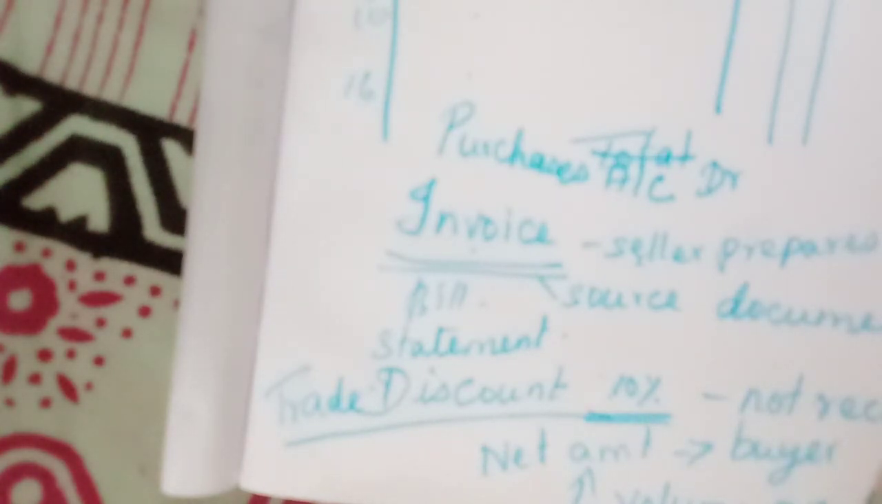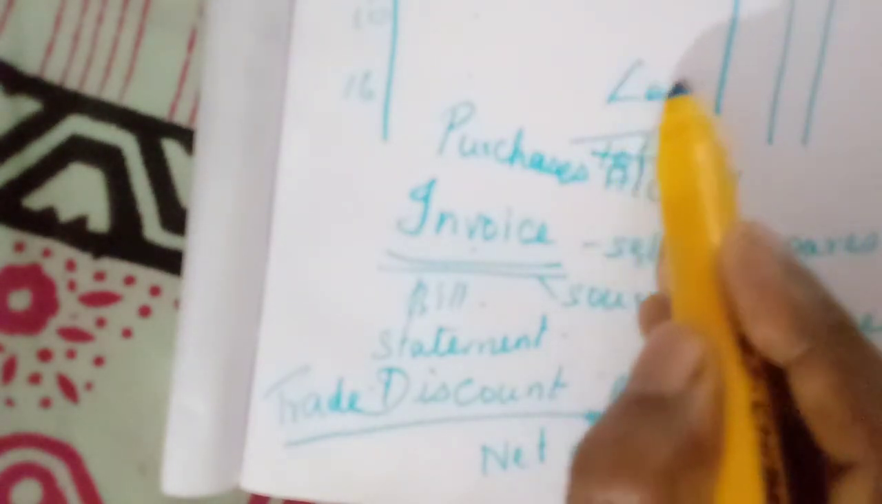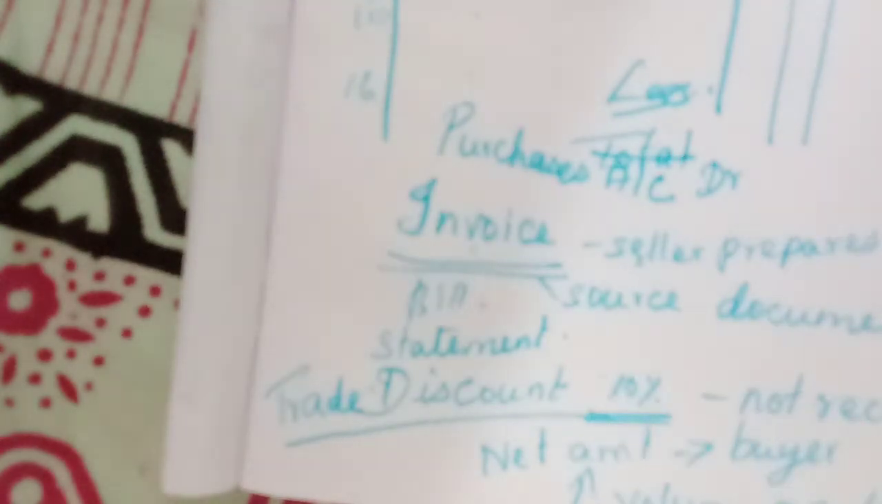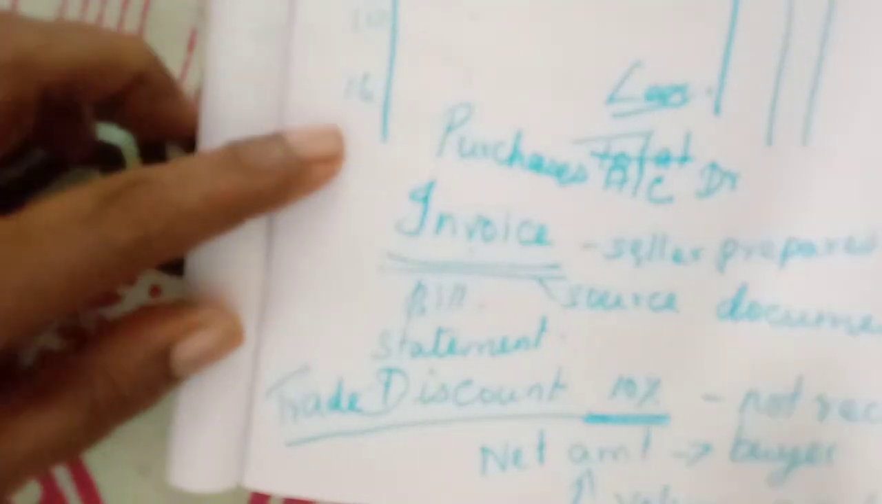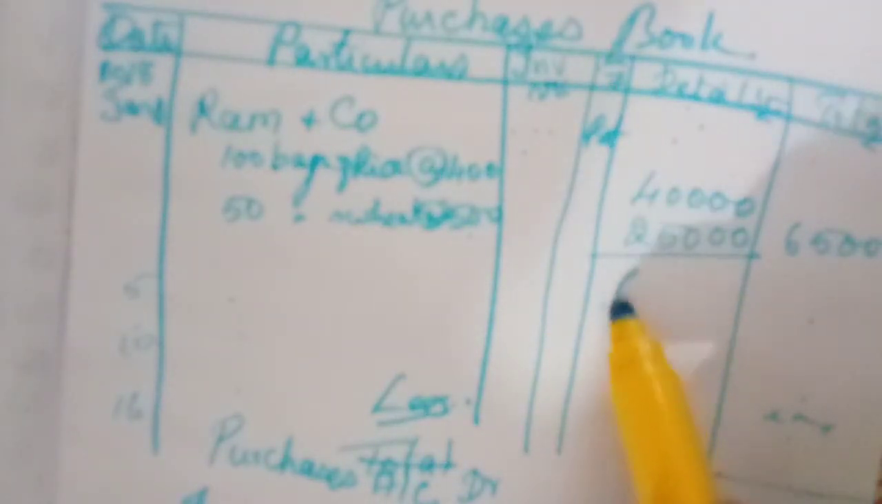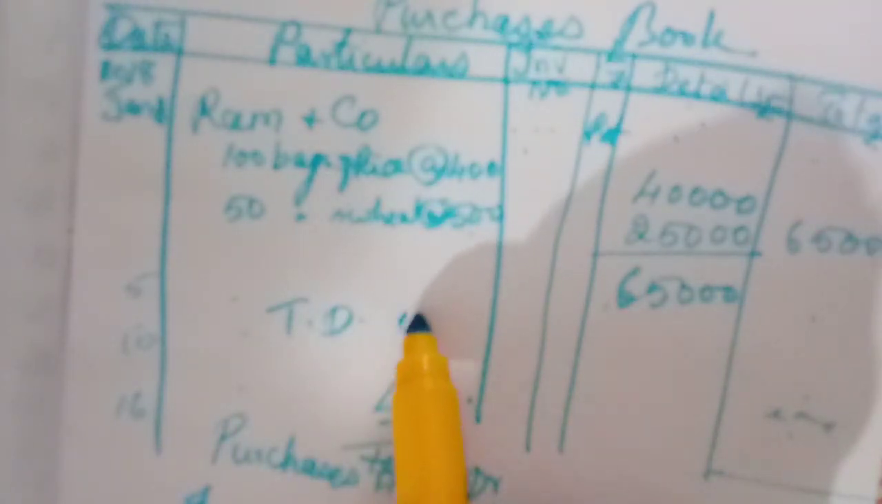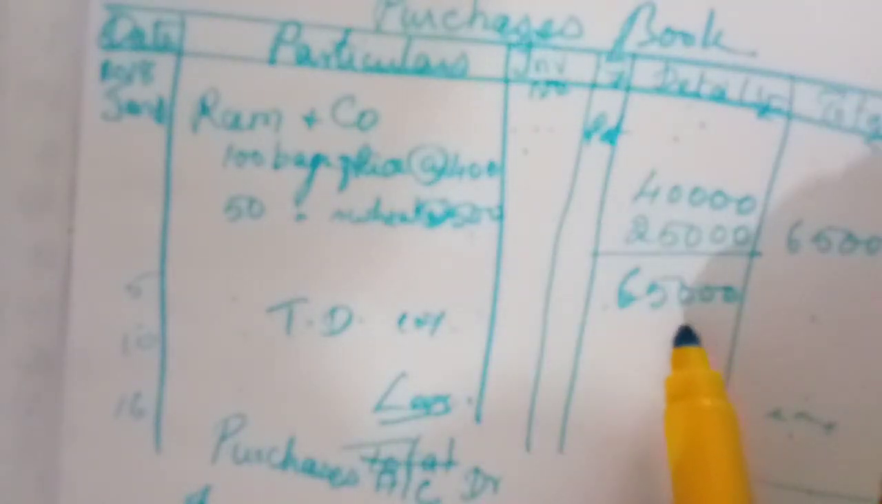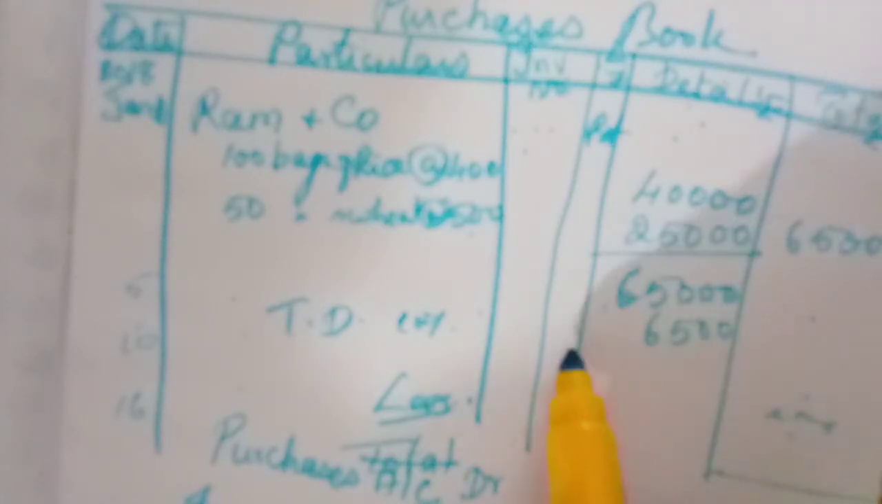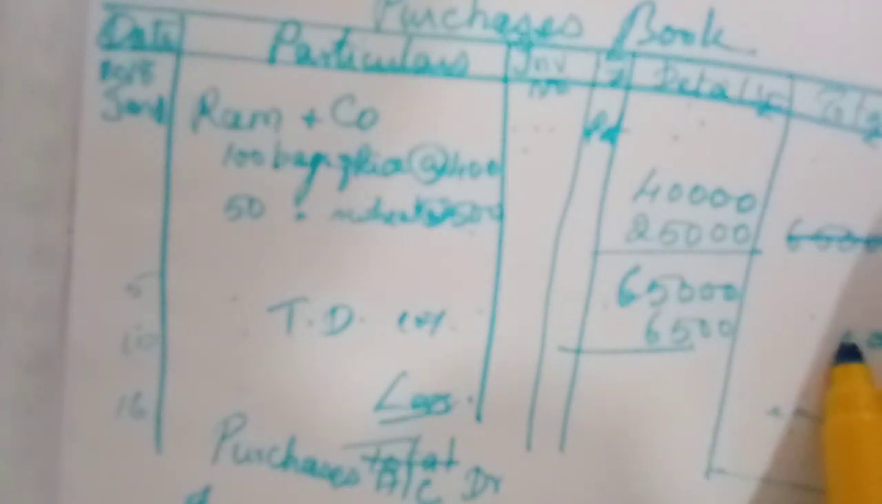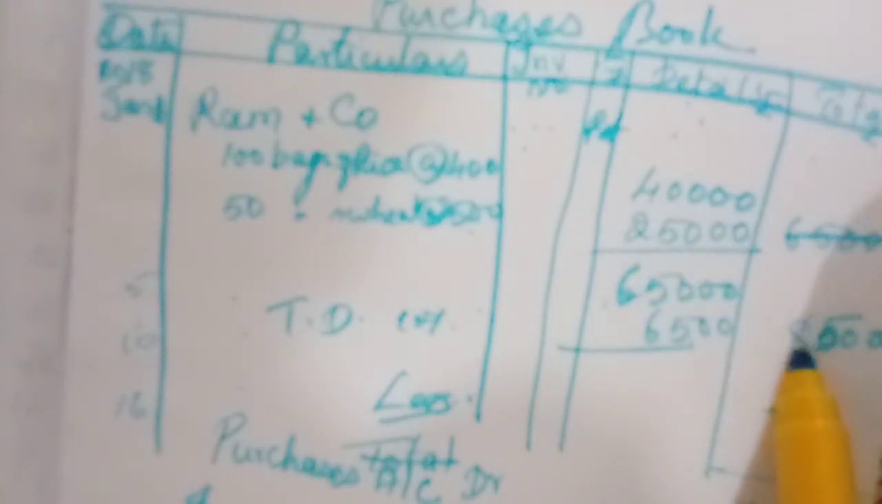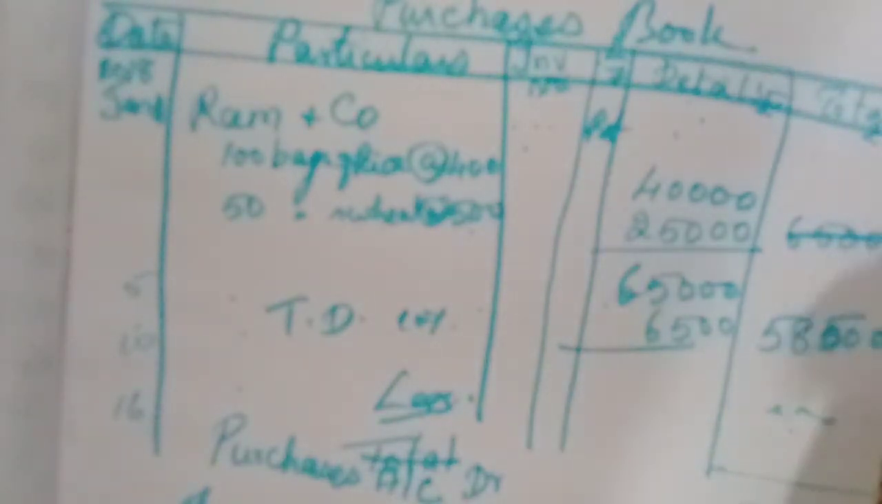Why? It is deducted from the price. Here, less trade discount, they will deduct and only the remaining net amount they will pay. For example, here 65,000 we have got, isn't it? If any trade discount is available, 10%, we will deduct this one. 6,500. Only the remaining amount we will write. 58,500 only we will enter.